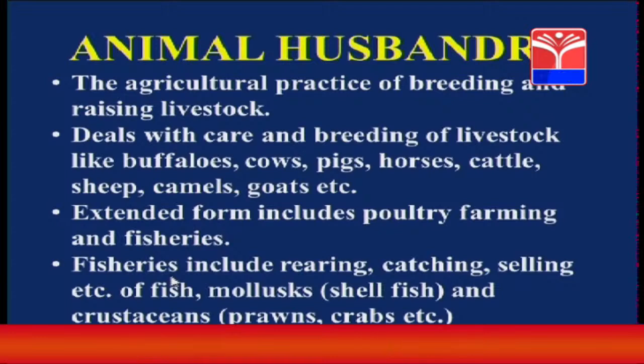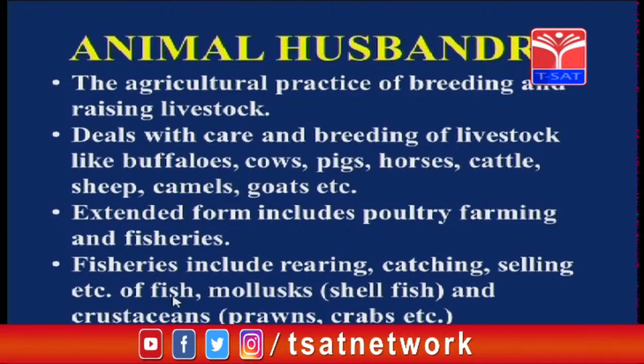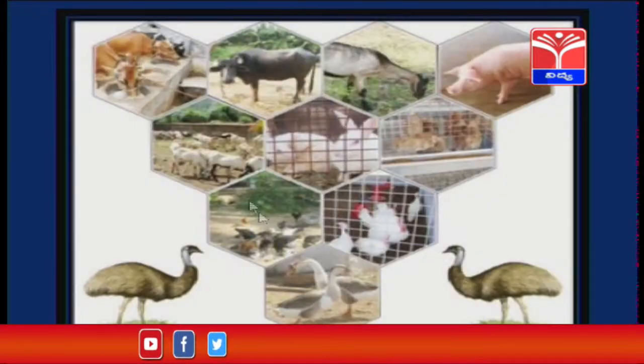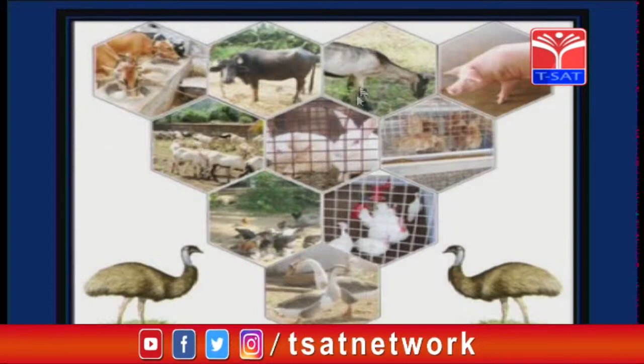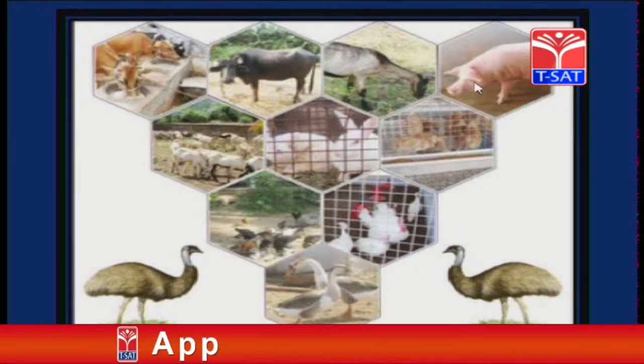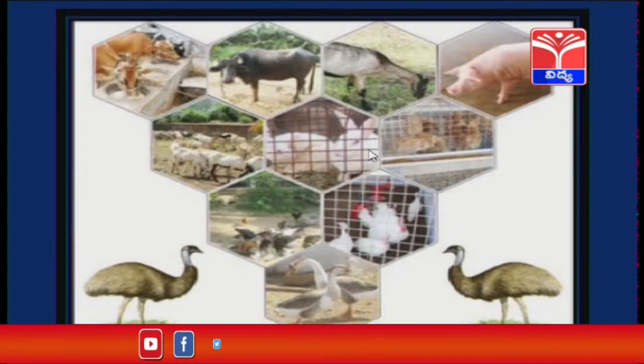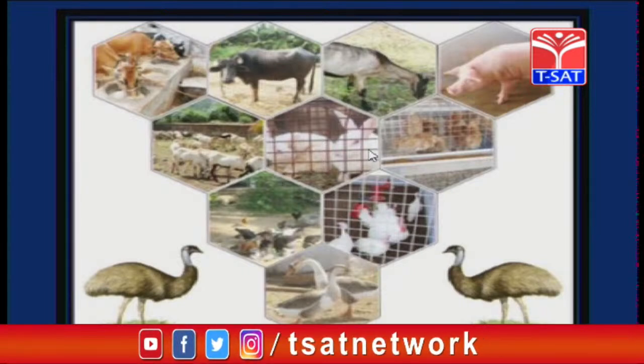What does fisheries include? It includes rearing, catching, selling etc. of fish and molluscans, also called shellfish, as well as crustaceans, which includes prawns, crabs, etc. So, here you can see in this slide, children, overall together it is called animal husbandry, which includes cows, buffaloes, goats, pigs, as well as poultry, emu birds, fish and all those things. So, this is what we call animal husbandry.